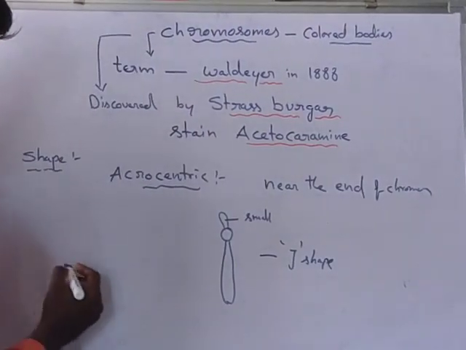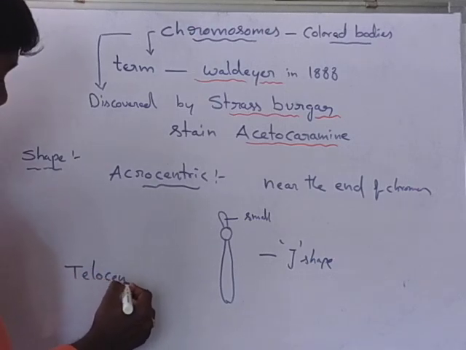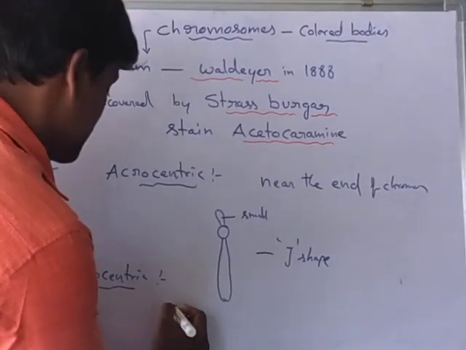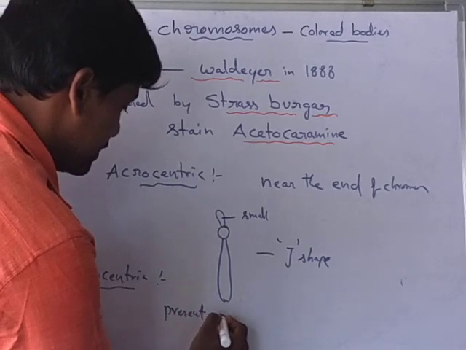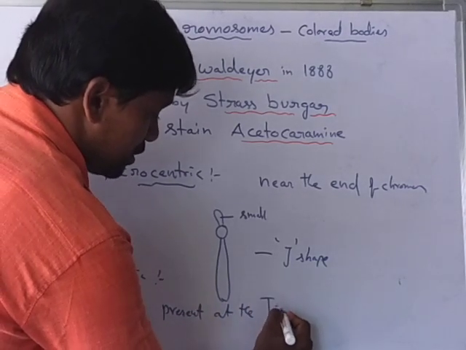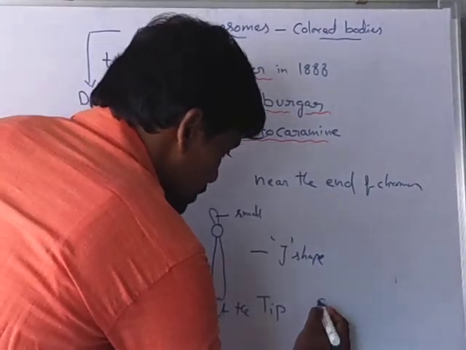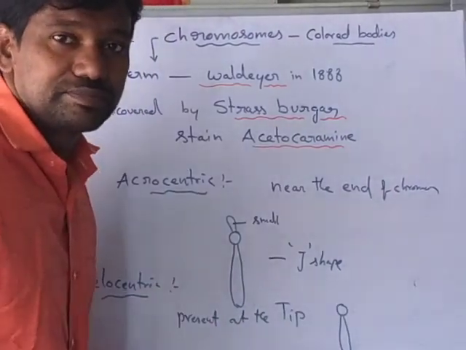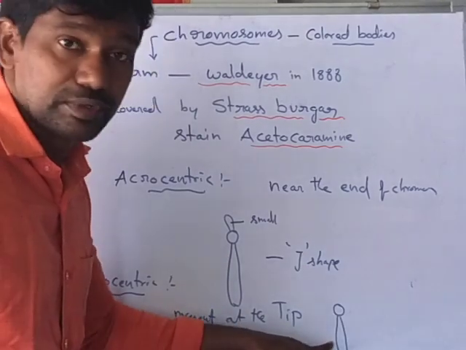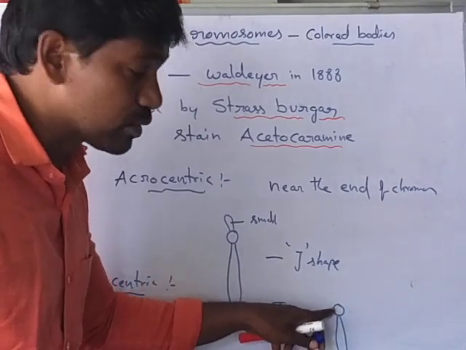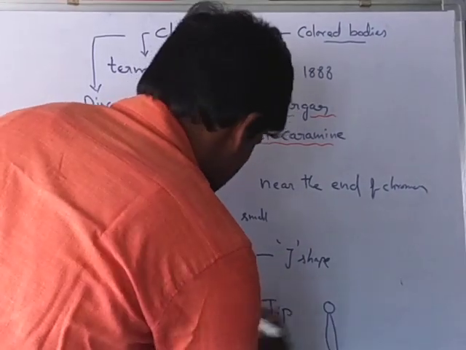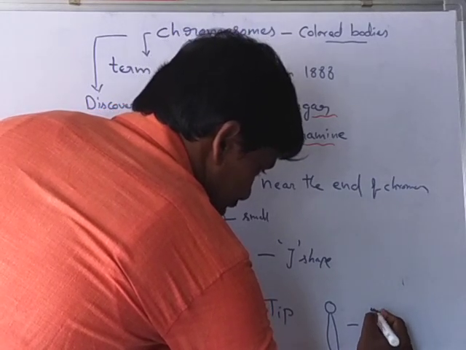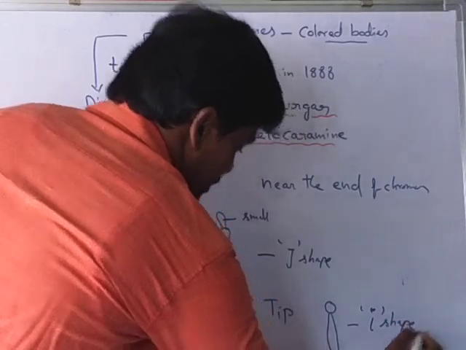Another one is telocentric. Telocentric means the centromere is present at the tip region. This is the centromere and this is the one long arm. The small arm is completely absent; only the long arm is present. The centromere is present at the tip of the chromosome, so it is called telocentric, and it is represented by the letter I, or I shape.